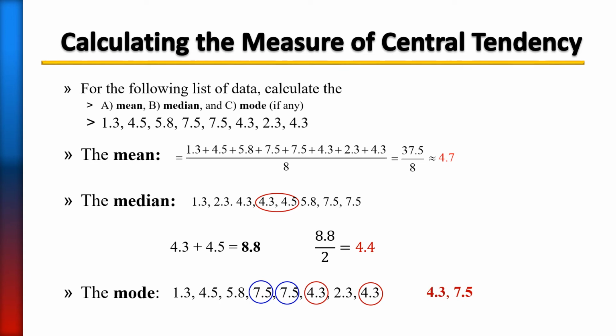Now, if one of these appeared a 3rd time, then that number would be your mode. But since both numbers appear the same number of times, which are more than the others, you have 2 modes. And again, that's 4.3 and 7.5.